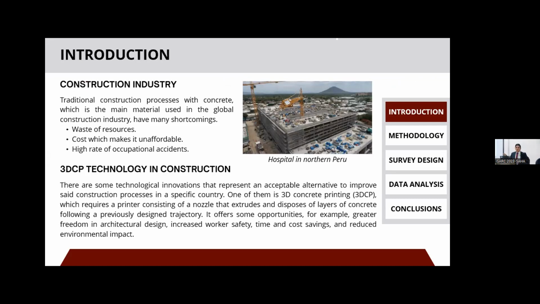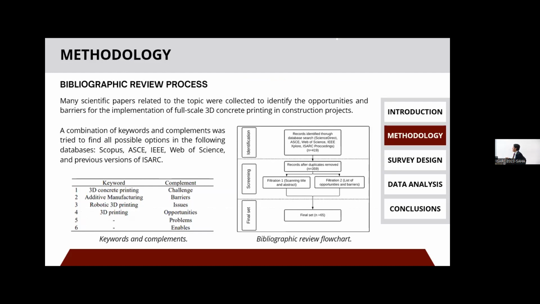So I want to explain what 3D concrete printing is. Actually, yesterday, one professor was talking about that, so it's not necessary. Okay, methodology. I want you to understand the message here. If you want to implement a new technology in a country, you have to understand that this paper or this presentation is the first step.